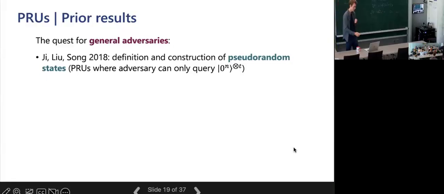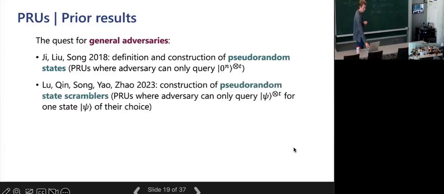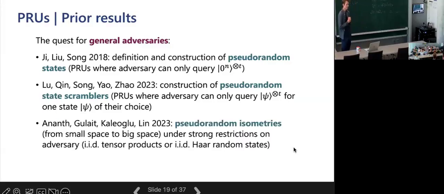So this is obviously extremely restricted, and then basically it's been a game of, can you make this adversary more and more general? And last year, Liu et al. gave a construction of what they call pseudorandom state scramblers, which are PRUs where you can query any IID tensor product state, but you can't have entanglement between the queries that you make. And there's another paper by Anand et al. that gives pseudorandom isometries, from a small space to a big space, again for IID tensor products or IID Haar random states. So these are all extremely restrictive adversaries that you allow in your distinguishing task.